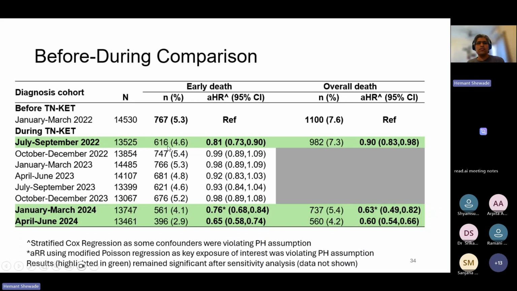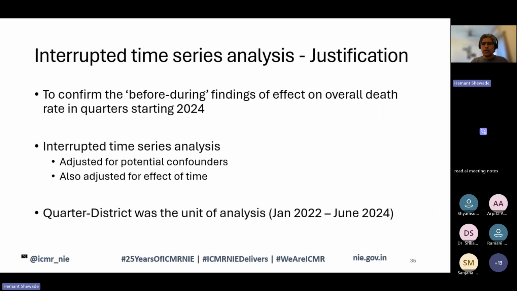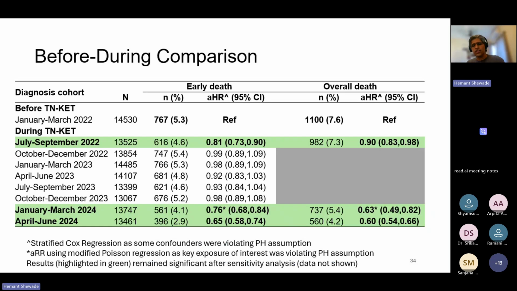Now you would ask me, what is this effect that we see in July to September 2022? This is commonly known as the lightning effect, which is very common in any new intervention that is implemented, because there is an excitement during the initial phase. But this is the true effect that we see, that even for a state like Tamil Nadu, it took 2 years for TB death rate reduction to be seen at state level. I have not presented July to September and October to December 2024 results, but those results also suggest a 40% reduction in TB death rate. Now, the problem with this before-during analysis is that it doesn't adjust for the effect of time.